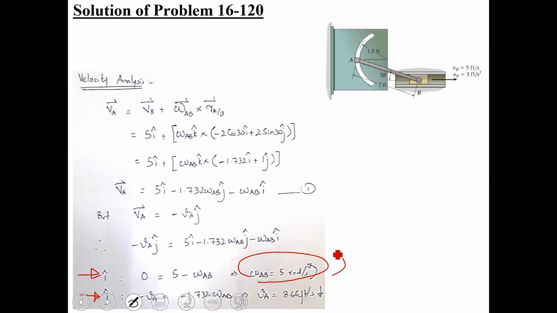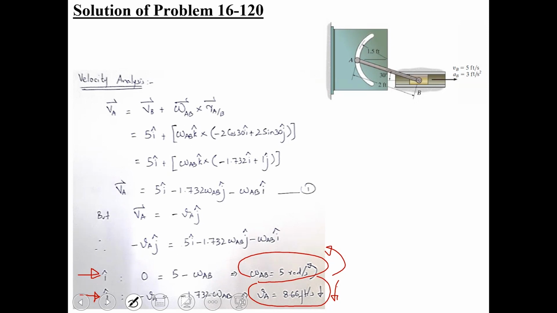And since this value comes out to be a positive quantity, it means that our assumed direction of omega is correct. Similarly, the value of VB comes out to be 8.66 feet per second. And again, since it comes out to be a positive quantity, it means that our assumed direction of VA is correct, that is downward. I hope that this velocity analysis is clear to all of you. एक तरह से revision है आपके quiz number 9 की.